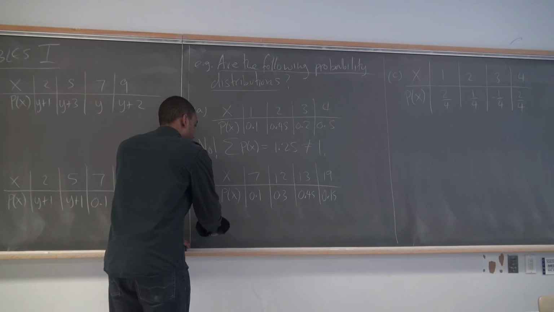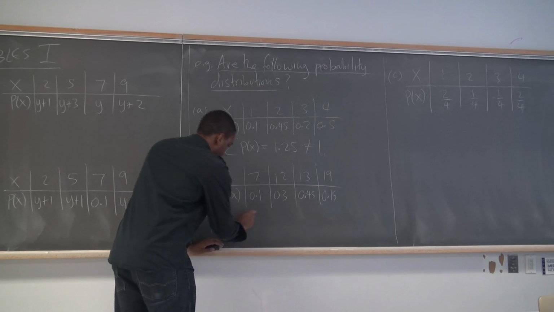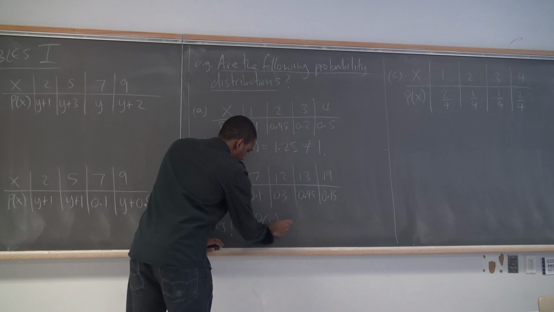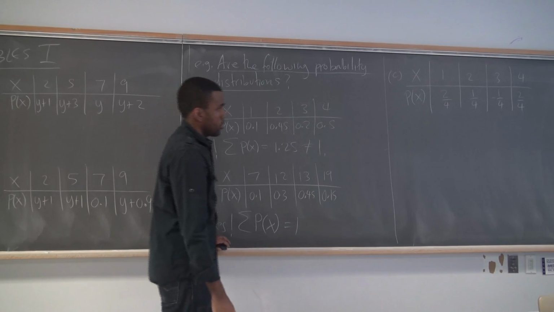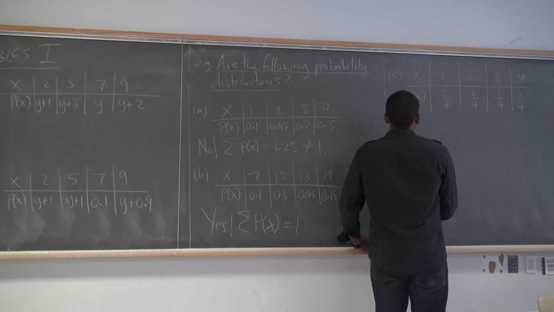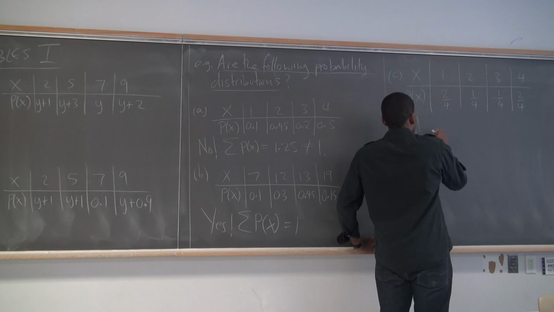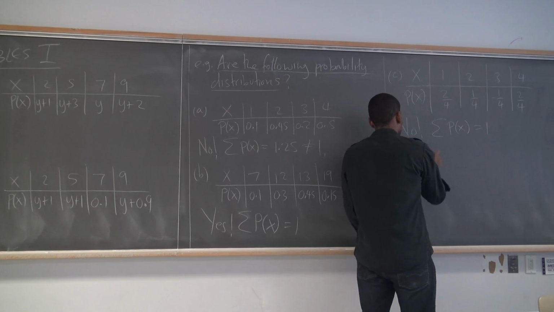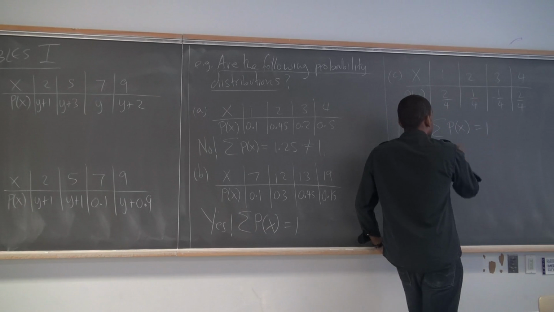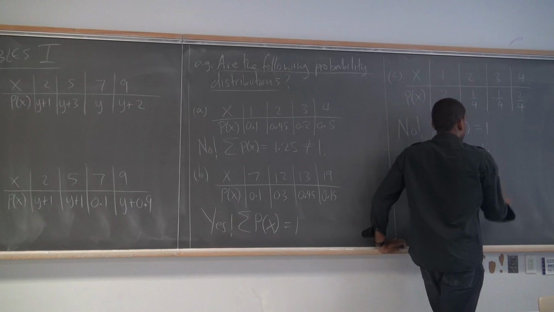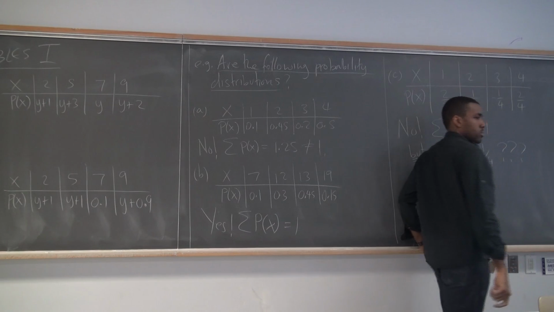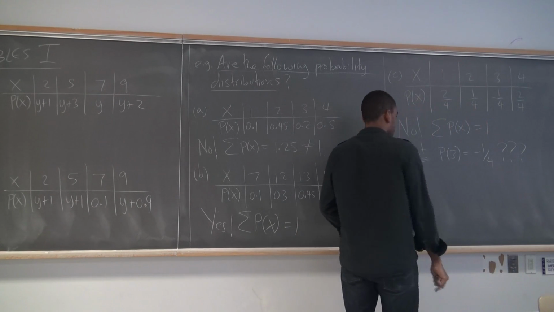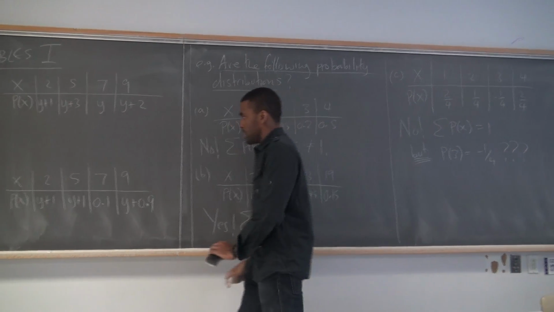Okay, so what about this one? Yes. The sum of the probabilities was 1. What about this one? Why not? No. The sum of the probabilities here was 1, but we have the probability of 3 equal to minus 1/4, which is crazy. We can't have a negative probability.